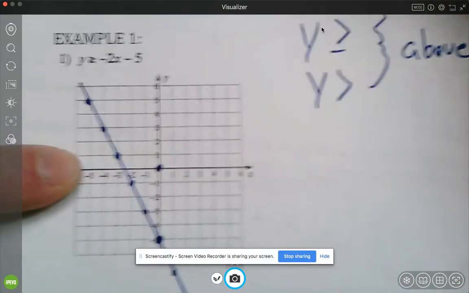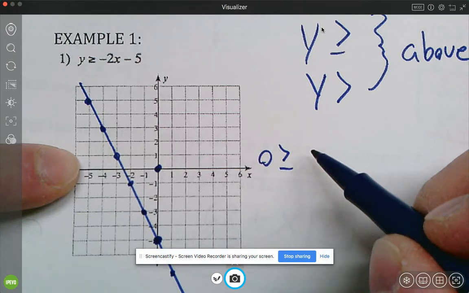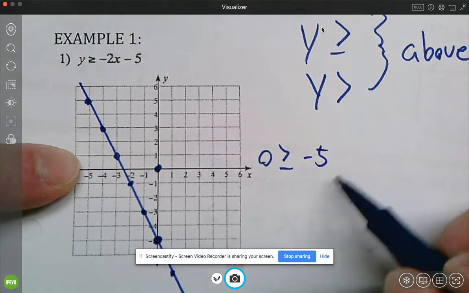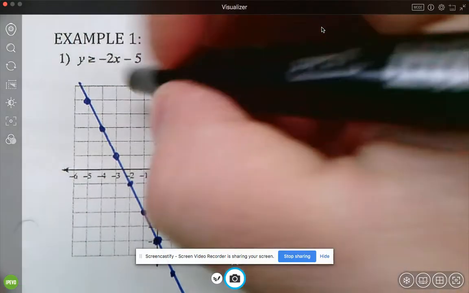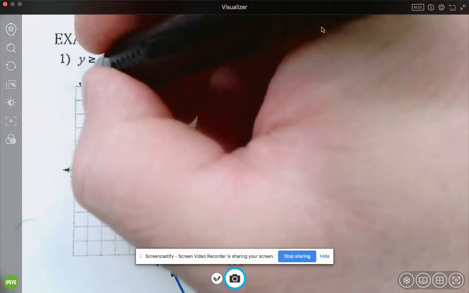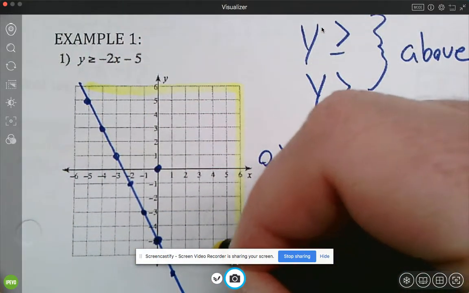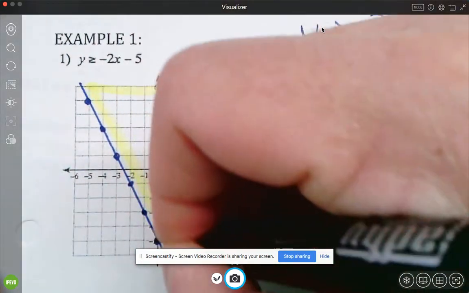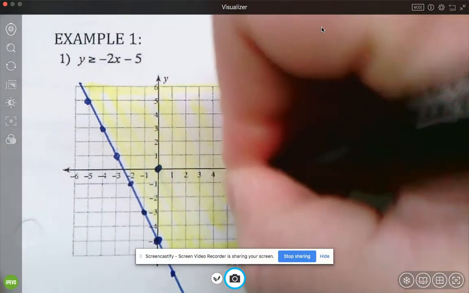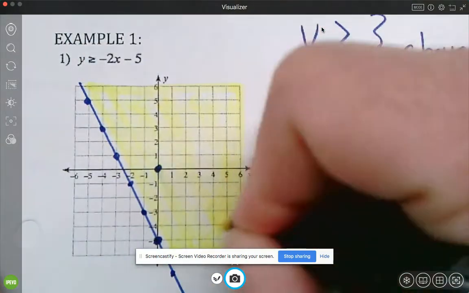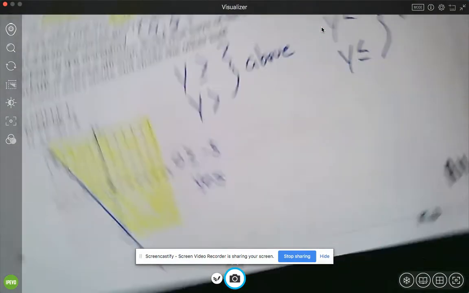So when I put 0, 0 in there, is 0 greater than or equal to -5? The answer is yes. So you're going to grab your fancy highlighter, whichever color you like, and you're going to just enjoy the satisfaction of highlighting above this line, like that. All right, let's do another example here.